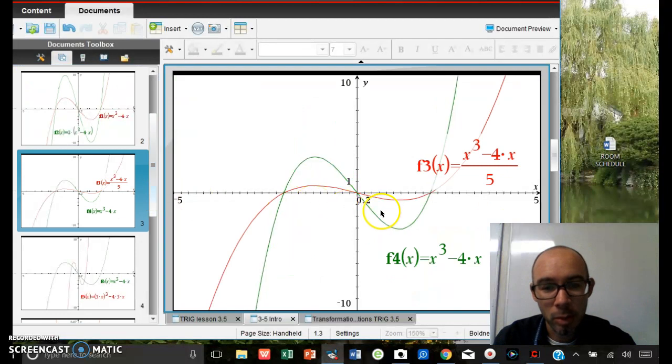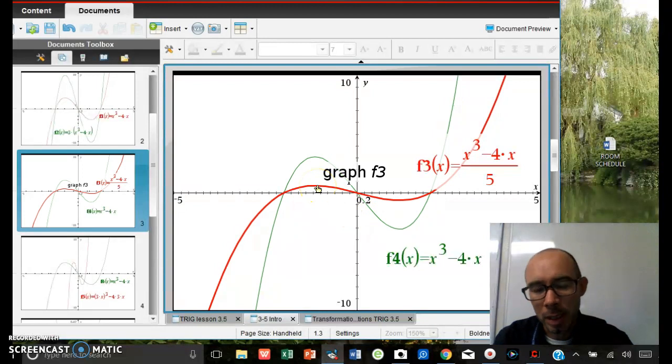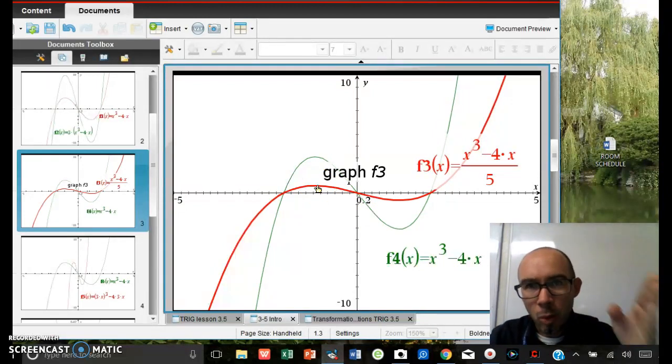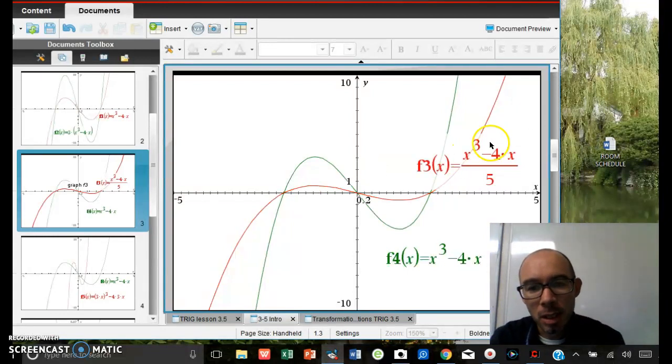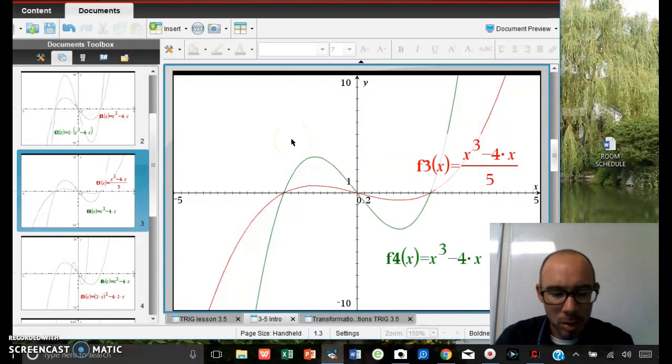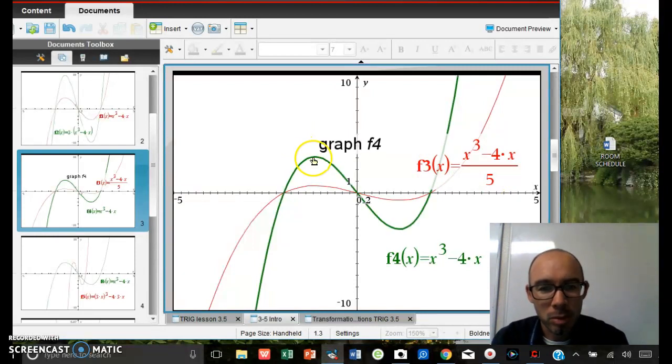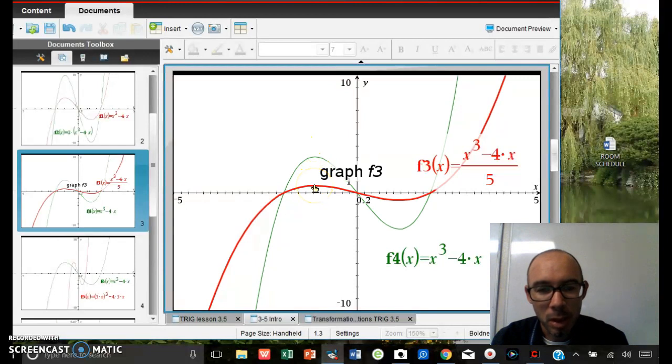Here's another one where green is my original, x cubed minus 4x, and red is my new one. And look what I've done. It would have been y times 5, and then when I move it over to the other side, it's the x equation stuff divided by 5. And of course, that makes sense: you plug in your x, you do your math, and then you shrink it down by a factor of 5. So this green one is 5 times as tall as this red one is.